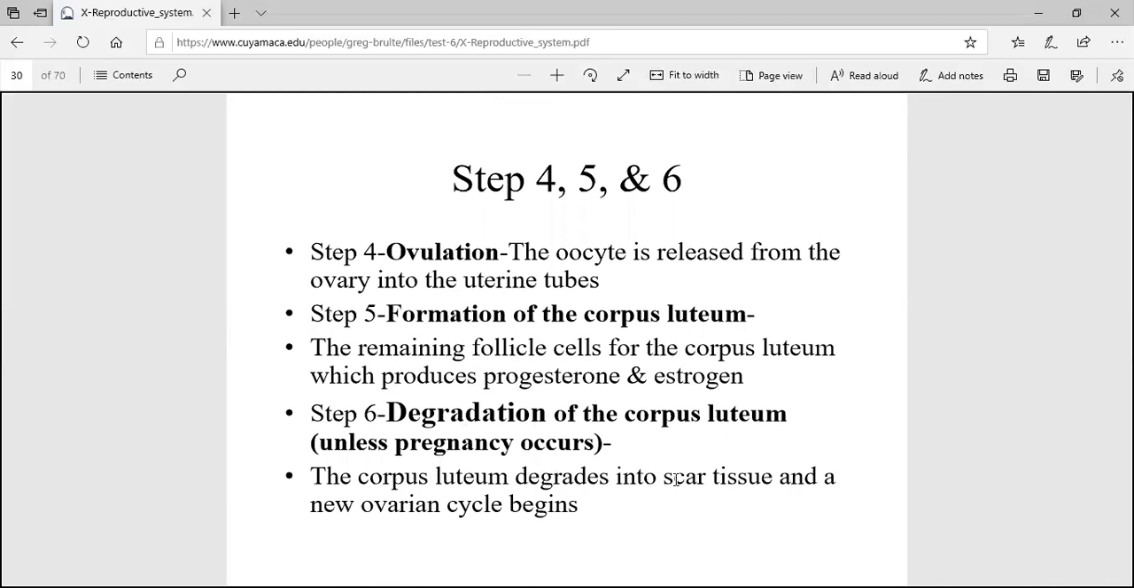A perfect cycle is generally 28 days. It's not always perfect in each and every female, though. Sometimes it's shorter, sometimes it's longer.